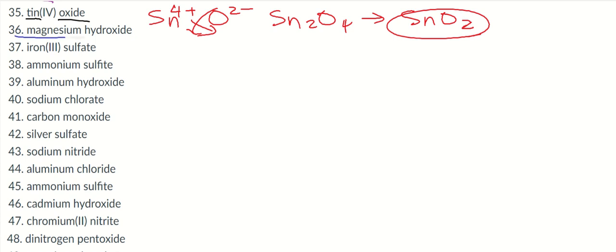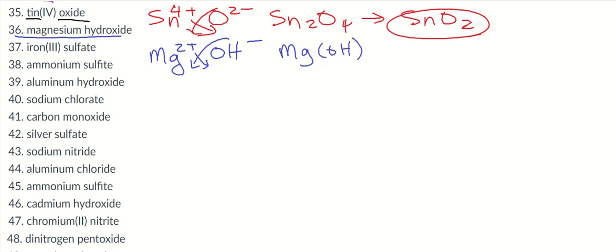Okay, number 36, another ionic compound. Magnesium is an alkaline earth metal, group 2, so 2 positive charge. Hydroxide is a polyatomic ion with 1 negative charge, crisscross. We need parentheses around the hydroxide because otherwise it will look like we only have 2 hydrogens, but we have 2 hydroxides.